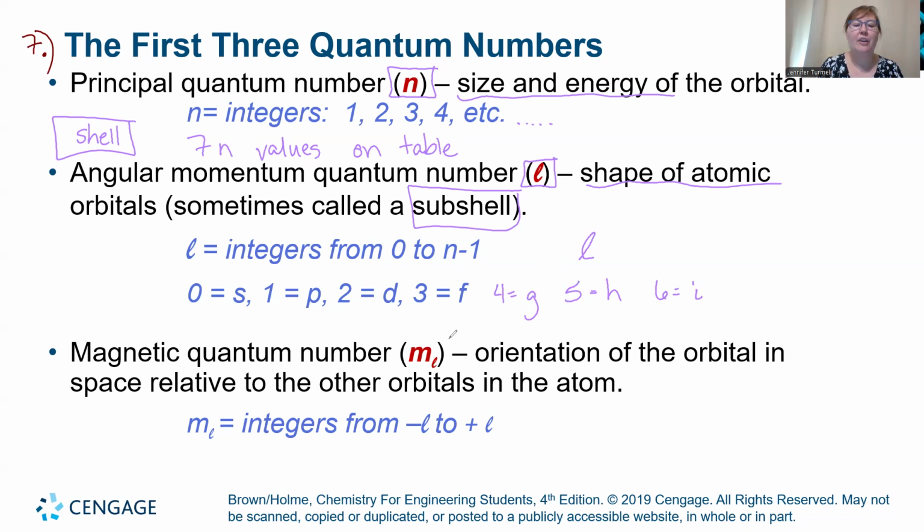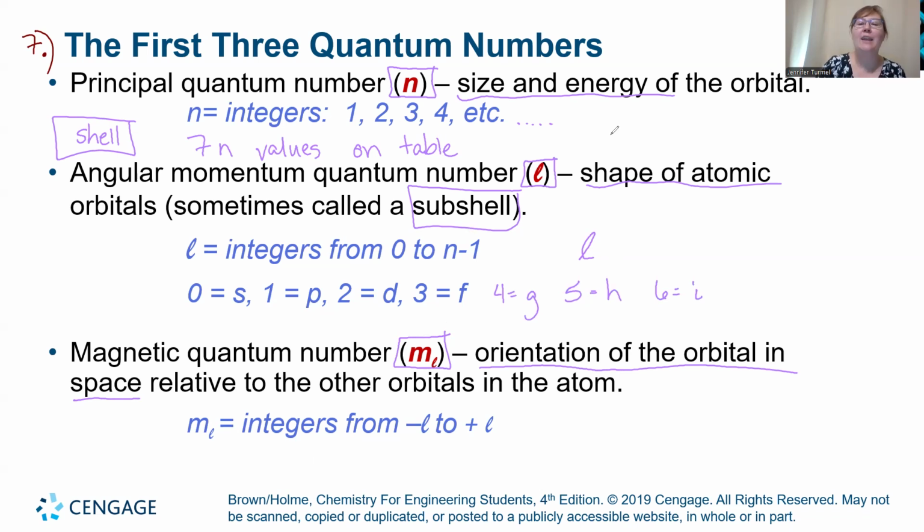The next one that we have here is m subscript l. I'll usually say m sub l or m subscript l, and that's right here. It's our magnetic quantum number. And this is about the orientation of the orbital in space relative to the other orbitals in the atom. And m sub l can be integers from negative l to positive l. Let's take a look at an example of that.